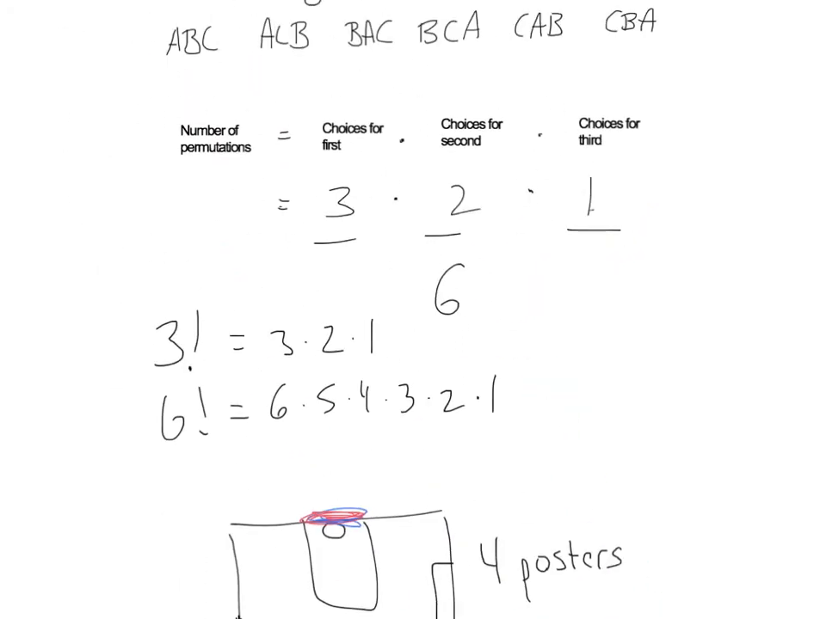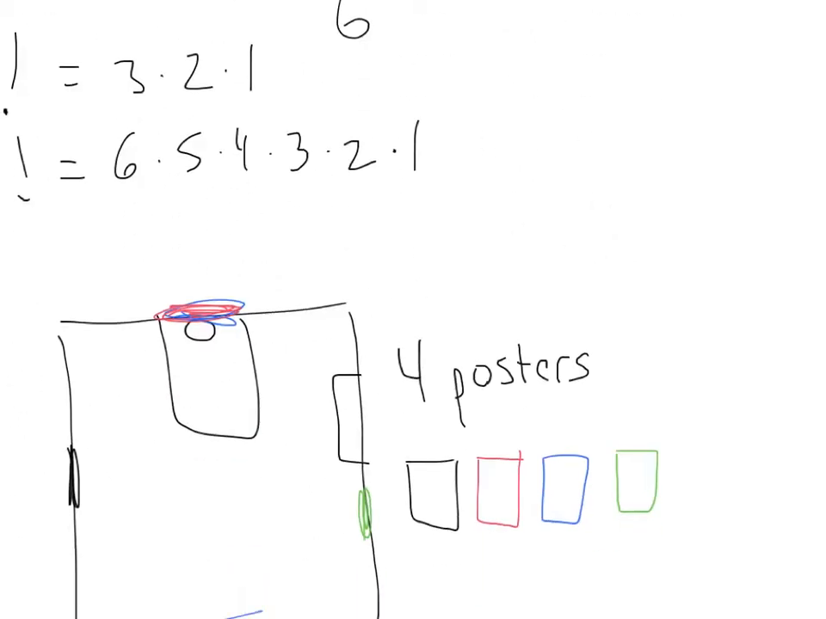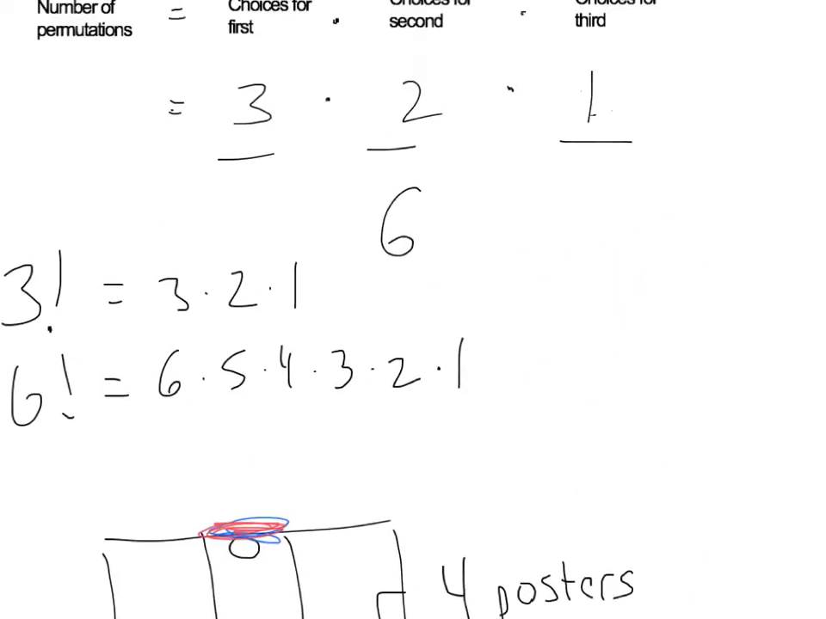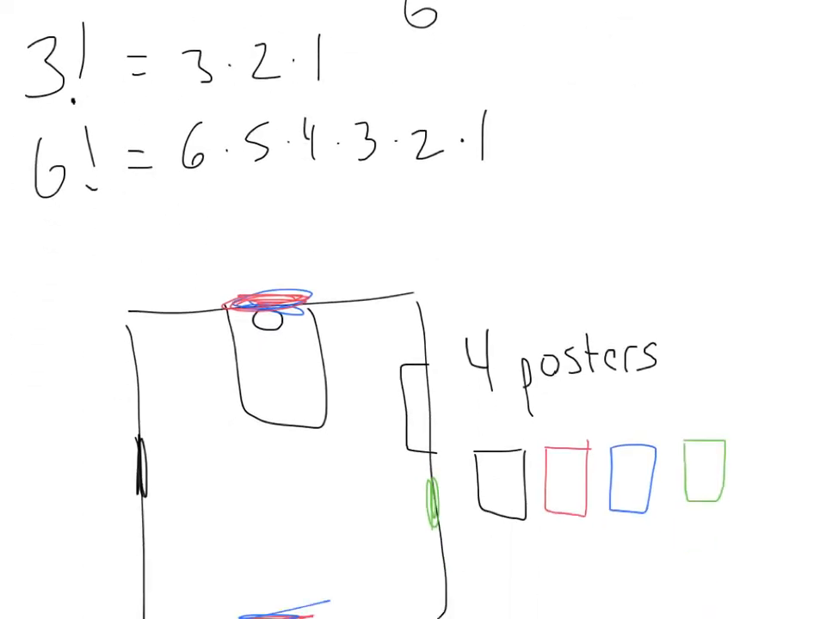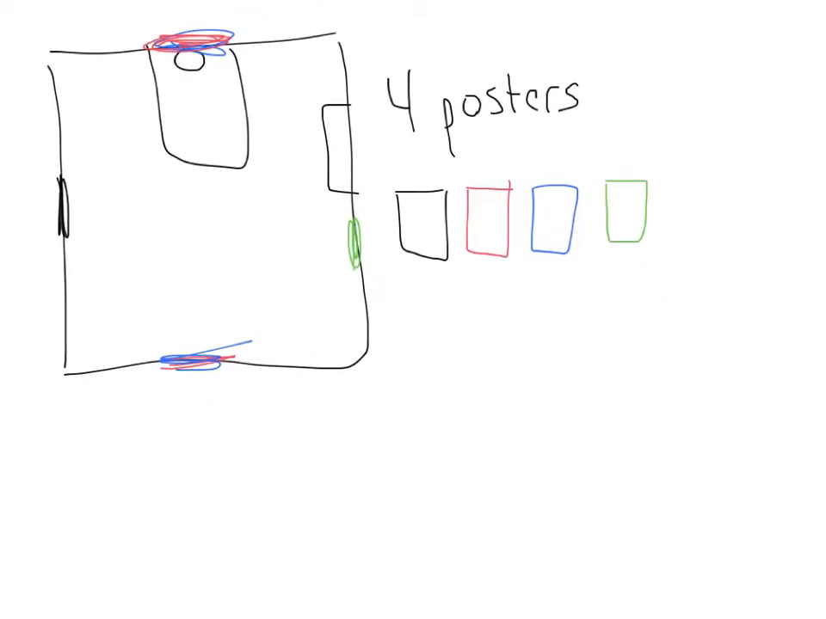Well, if we go back here and remember the number of permutations, which, again, order does matter here, because putting black, red, green, blue is different than doing black, blue, green, red. Okay, it's different. So we are talking about a permutation. You take the choices for the first times the choices for the second times the choices for the third. Okay, and you could keep on going. The fourth, choices for the fifth, choices for the sixth, as many options as you have. So how many options do we have? Well, we have 4 because we have 4 posters.